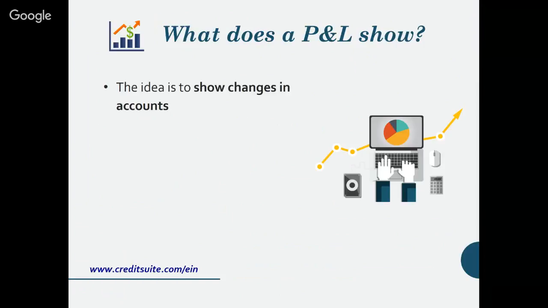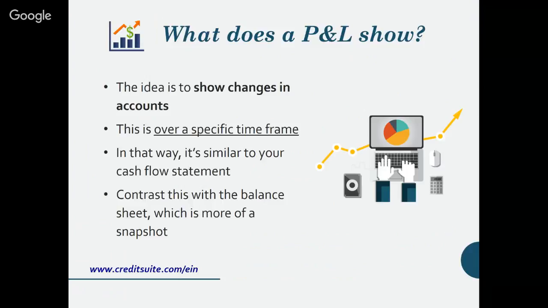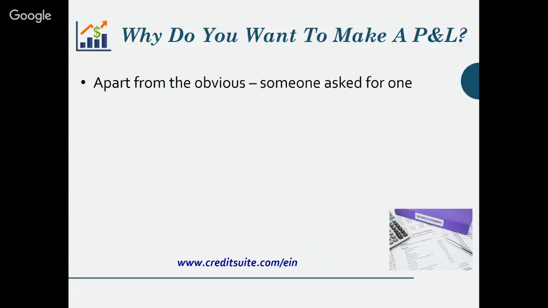So what does a P&L show? Well, the idea is to basically show changes in your accounts or in your basically profit, expenses, etc. over time. It's a specific time frame, as we've mentioned. And that way, it's similar to a cash flow statement. But contrast this with a balance sheet, which is more of a snapshot. So a balance sheet is kind of your existing balance, how much cash you have on hand at any given time, whereas a P&L is a historical account of where you've been over time and how things have changed.